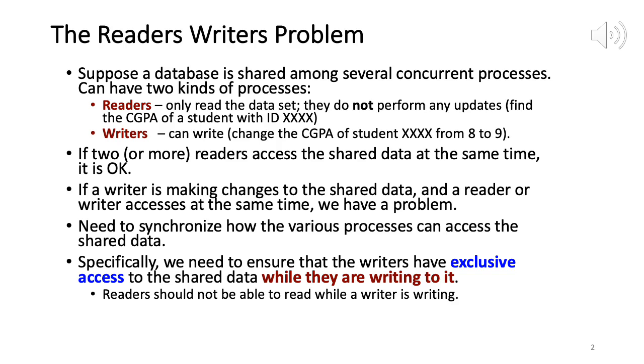The problem is when writes happen. If a writer is making changes to the shared data and a reader or writer accesses the data at the same time, to do either a read or a write, then obviously we have a problem. In the shared printer example we did in the beginning of the chapter, we had two processes that wanted to print. Both of them needed to write the file name to the shared buffer. So both were writers. This kind of situation we need to avoid.